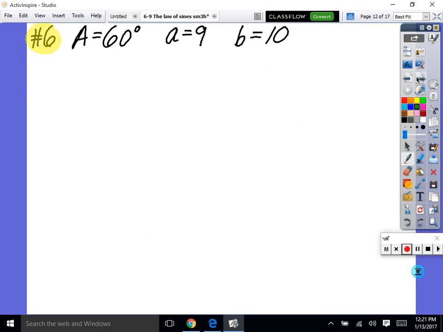Okay, let's do number 6 out of the book. Okay, here we go. So it says, given this, does the triangle exist? If so, let's figure it out. So in your book, let's draw this in again. Here we go. So angle A is 60 degrees. Side A is 9. This side's 10. We better figure out the height.